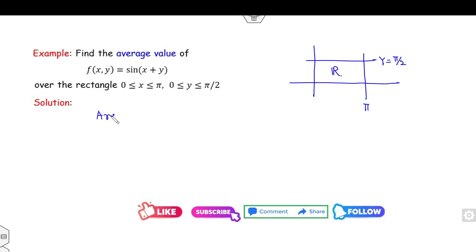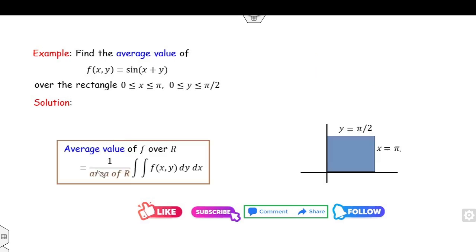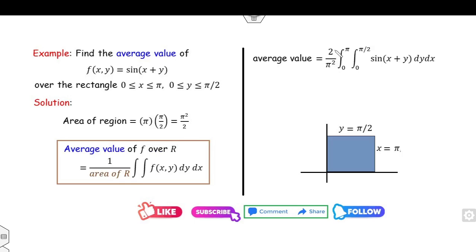How can you find this area? Again it's a rectangle, so I can easily find the length AB into BC. What is the value of AB? It is pi minus 0. The value of BC is pi by 2 minus 0. The area is pi square over 2. Once you know the area, I can substitute this value. It's 1 over pi square by 2, that's 2 upon pi square, and the function is sine of this value.